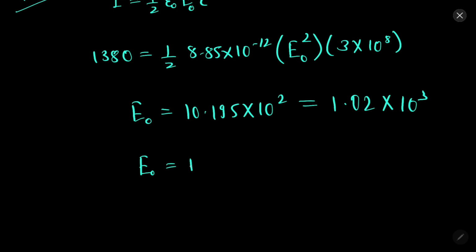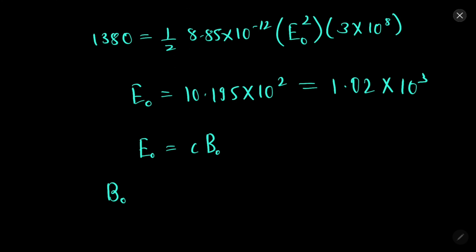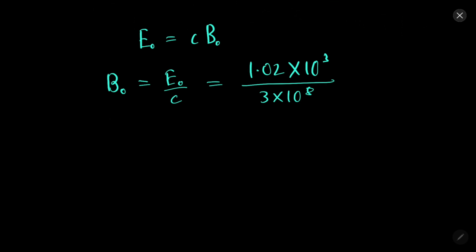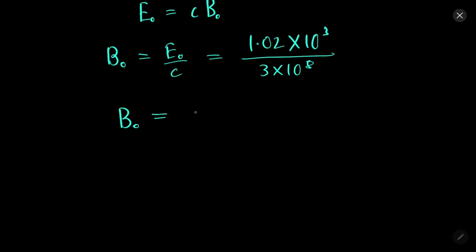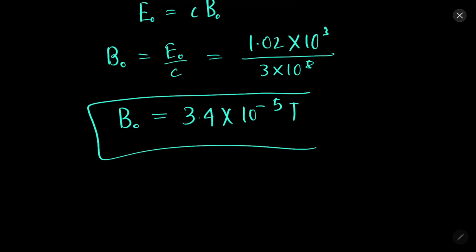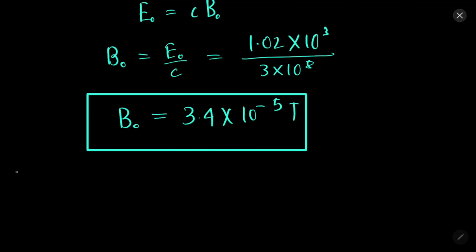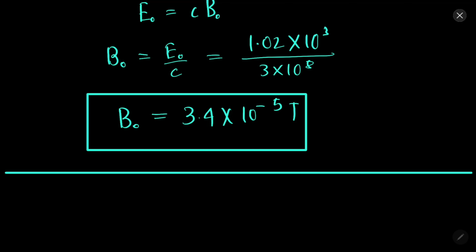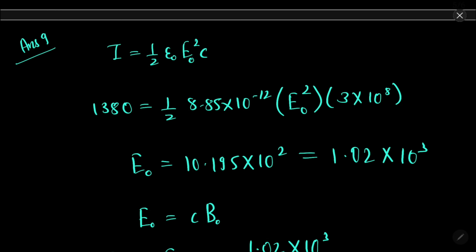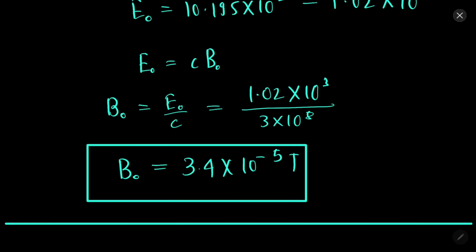And now E naught is equal to C into B naught. So B naught will be E naught over C. So it will give us 1.02 into 10 to the power 3 over 3 into 10 to the power 8. So B naught will come out to be approximately 3.4 into 10 to the power minus 6 Tesla. So this is how you can find the value of B naught. First find E naught and then from E naught you can find B naught.